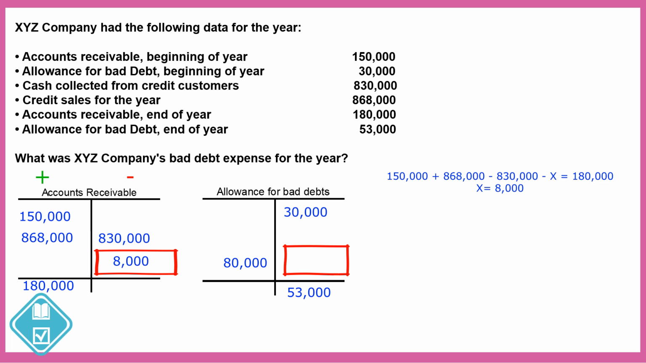This time, I'm going to add everything on the right and subtract everything on the left. So 30,000 plus x minus 8,000 is equal to 53,000, and I again will solve for x, and x is 31,000, which will go right here, which is bad debt expense for the period.